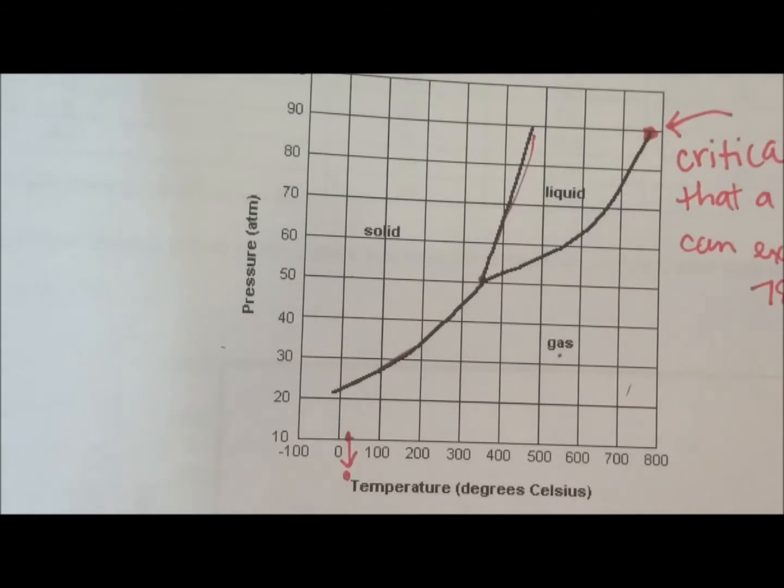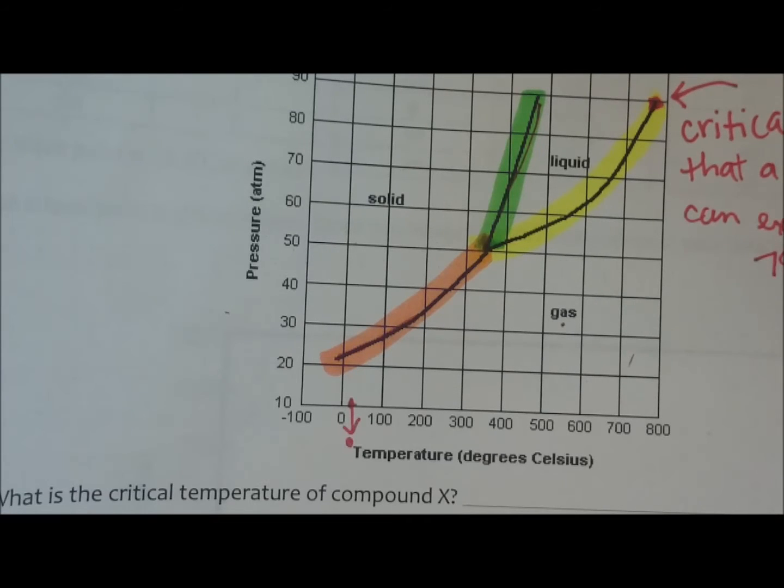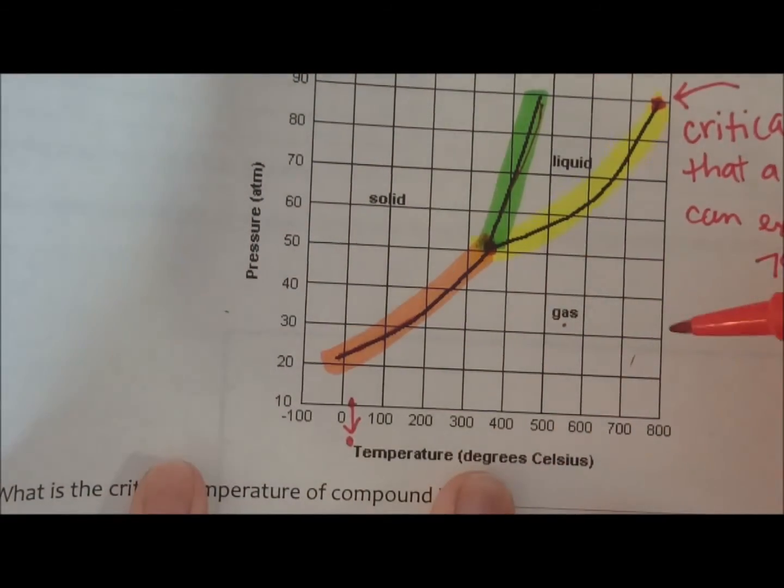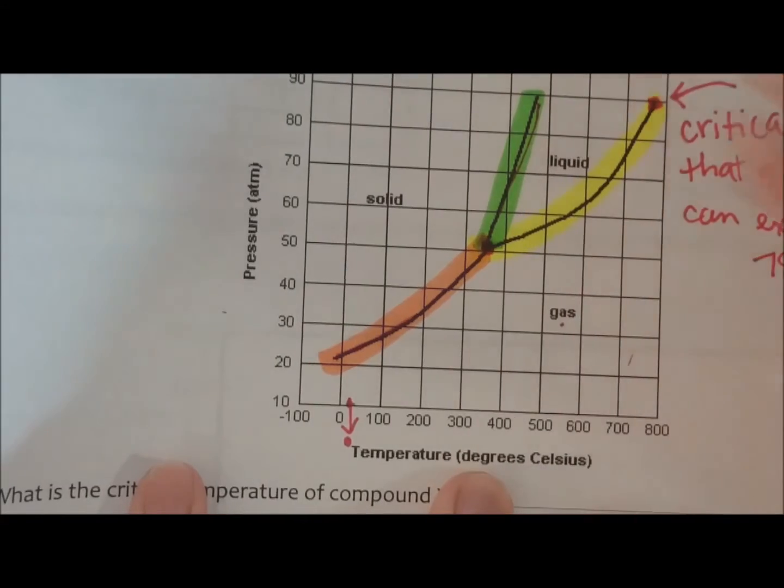Number 3, at what temperature and pressure will all three phases coexist? This is another definition that you need to know. Okay, so I have highlighted the 3 segments of the line for you. There's an orange line separating solids and gases, a green line separating solids and liquids, and a yellow line separating liquids and gases. So where those 3 meet in the middle is called the triple point. This is one single point of temperature and pressure where all three states could exist.